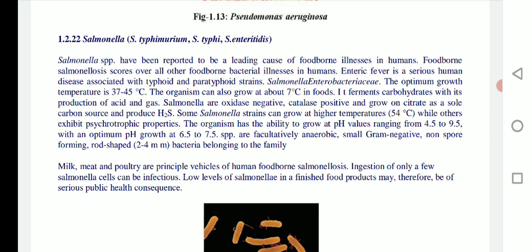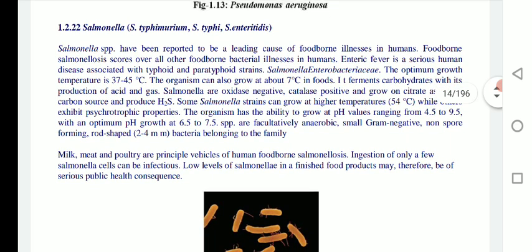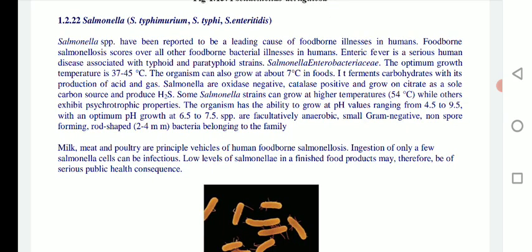Enteric fever is a serious human disease associated with typhoid and paratyphoid strains. You are all familiar with typhoid as well as paratyphoid. What the symptoms and clinical complications are, you have studied in medical microbiology. Here we are not going to discuss much about that, but you just have to check which of the pathogens are present in food. So Salmonella, Enterobacteriaceae.